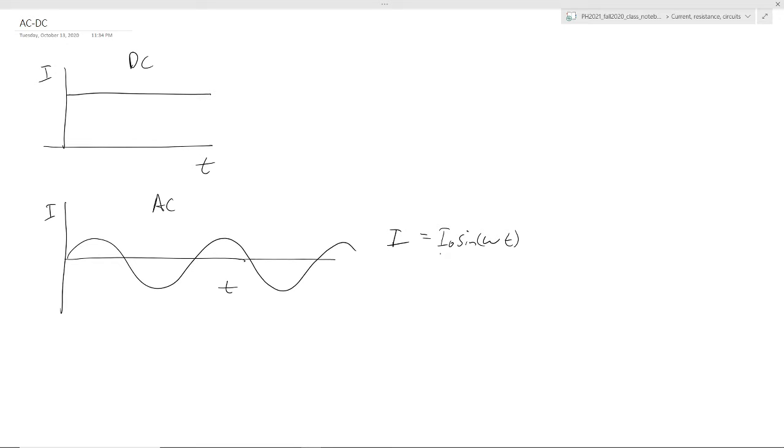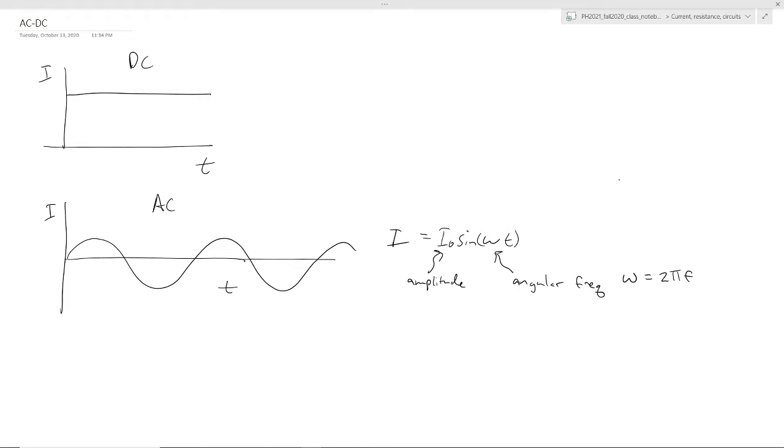So the parts that you have in here, this is the amplitude, and this is the angular frequency. And what this means is if you think about the argument for the sine function, it has to be an angle. And so omega equals 2 pi times the frequency in hertz. So when you multiply that by an amount of time, you end up with an angle in here, and you can take a sine of it.